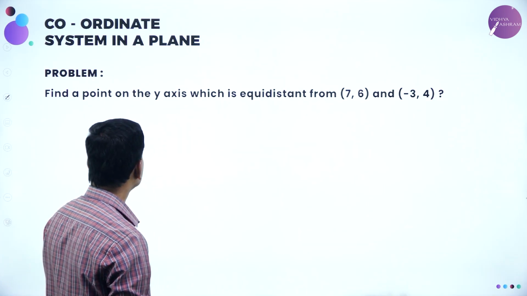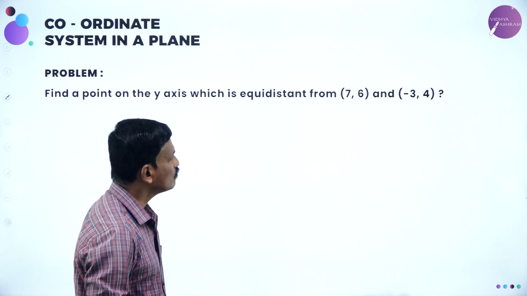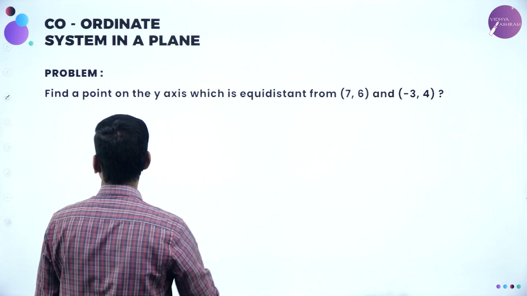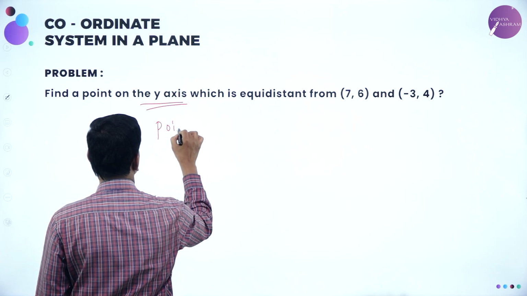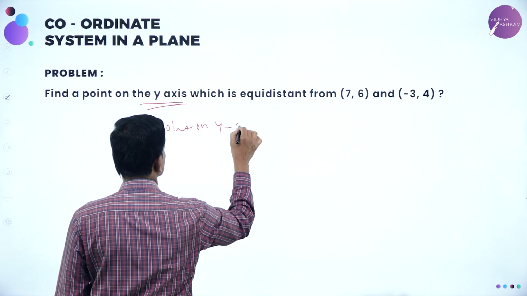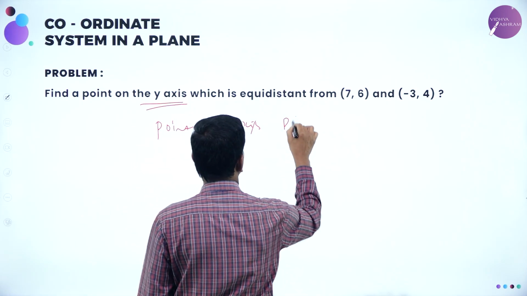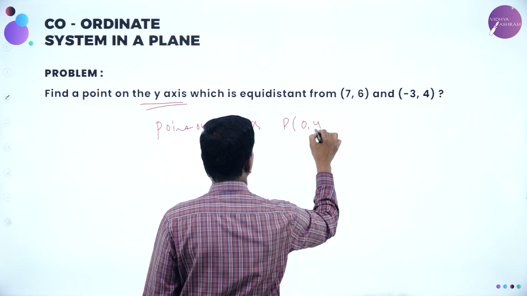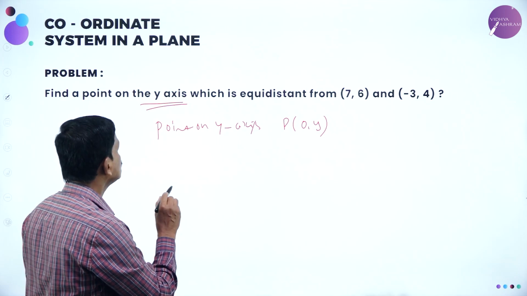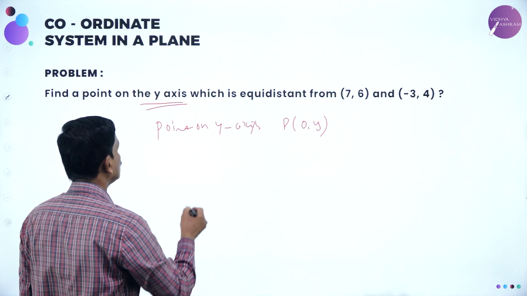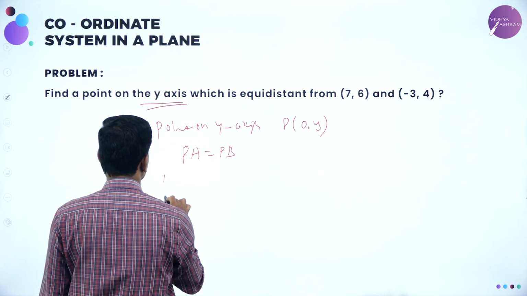Find a point on the y-axis which is equidistant from (7, 6) and (minus 3, 4). Right. So the point on the y-axis is, let it be P. Y-axis means (0, y). That's it. Now what is given? The point is equidistant from A and B, so let us call it PA is equal to PB. This is given.